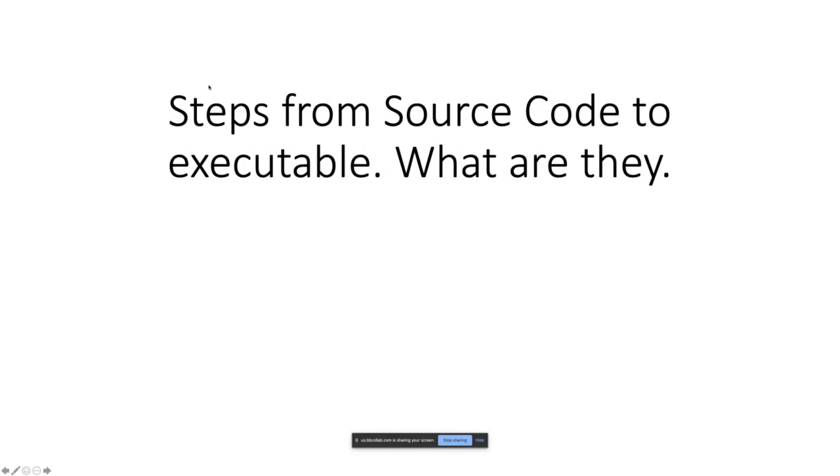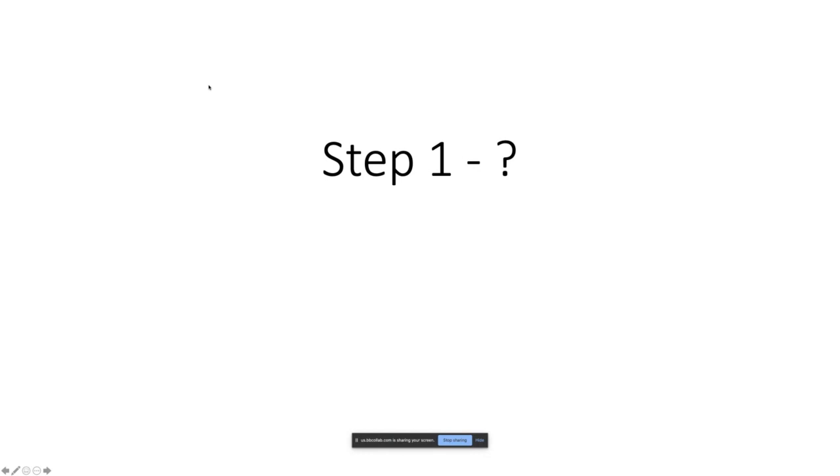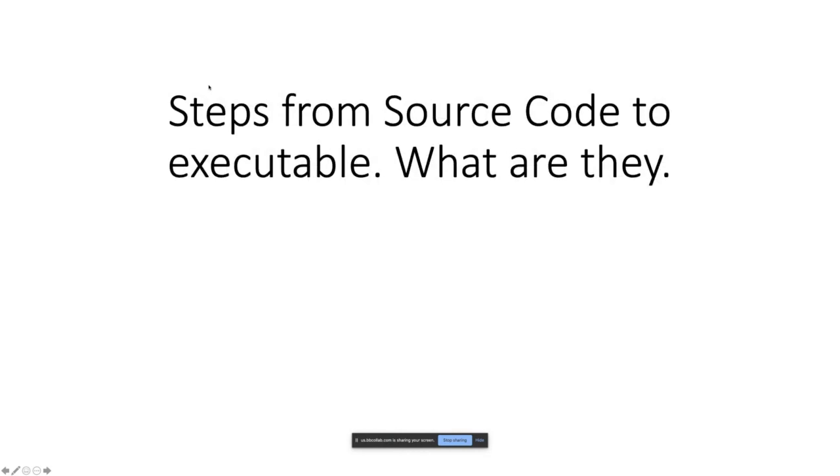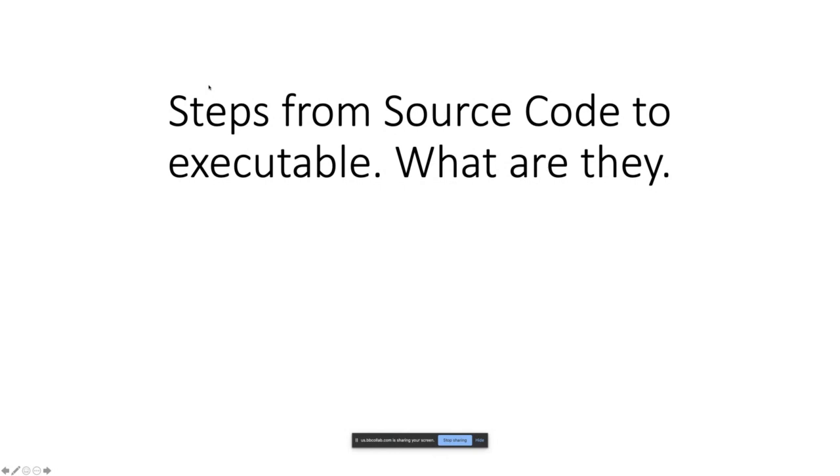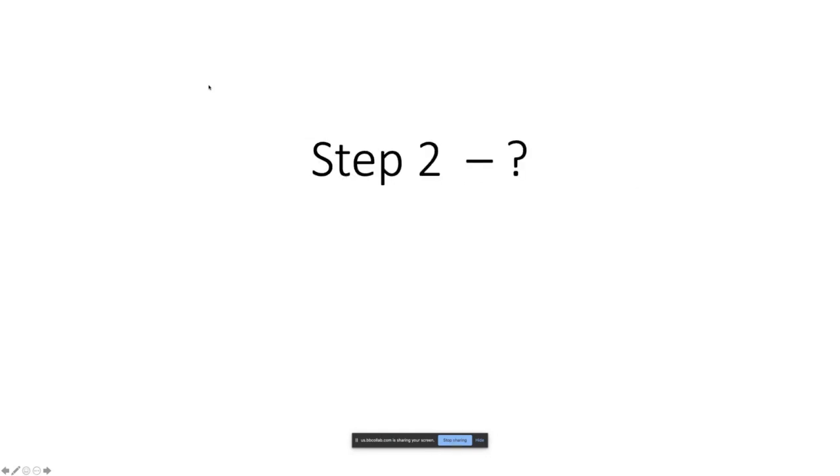Steps from source code to executable. What are they? What is the first step? Wait, what was the question again? The question was, you have the source code and you go to the executable file. When you compile, we talked about the flow of how it progresses through. Doesn't it go through the preprocessor? So the first step is what? Read the question: steps from source code to executable. So what's the first step? Create source code. What's the next one? The preprocessor. So preprocessor. The third one? It starts with an M.